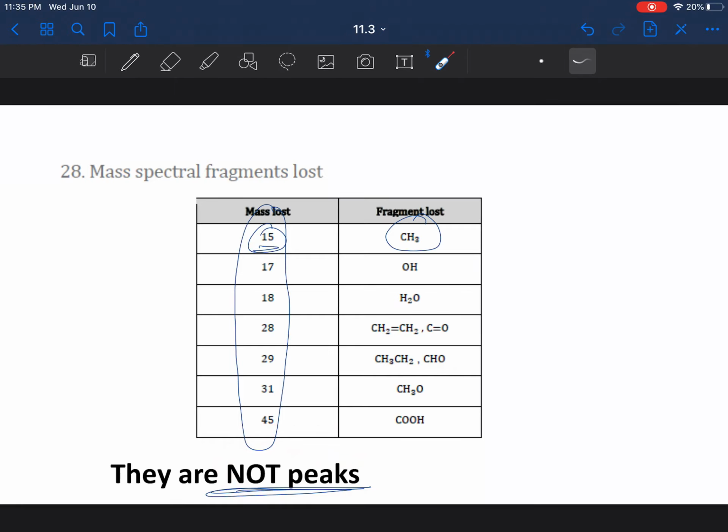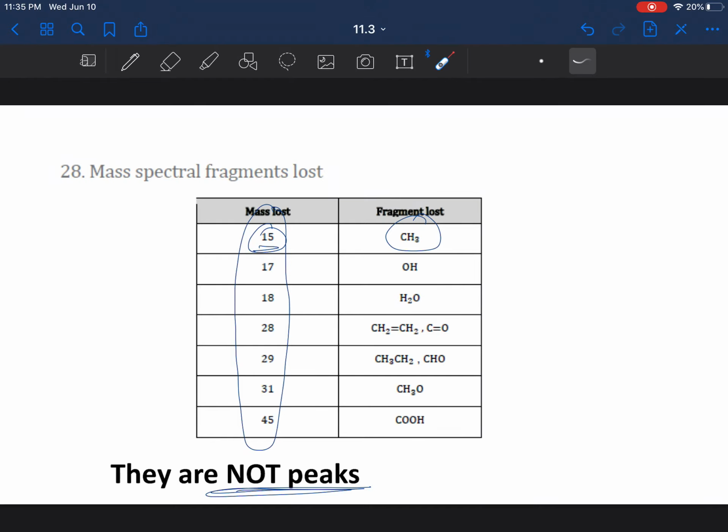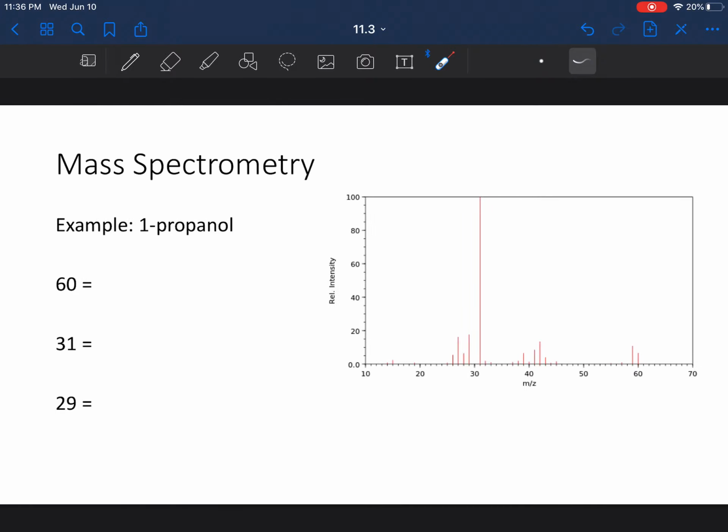They're not peaks. So don't go around saying, oh, I have a CH3, would I expect a peak at 15? Would I see a peak right there? No, you won't. Because these peaks are actually based on the mass of the molecule. And these peaks are based on the fragments that this broke up to. And it can break up to anything, right? So, let's analyze this. Let me put this back up here.